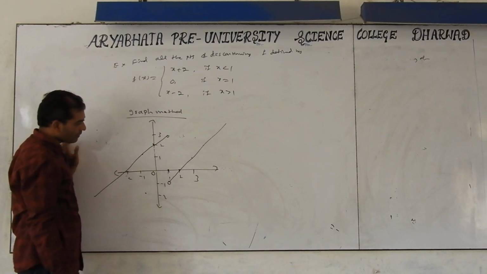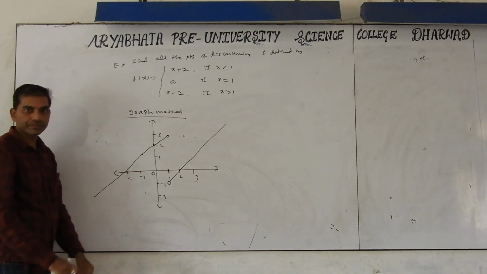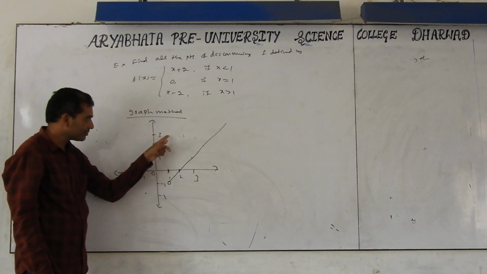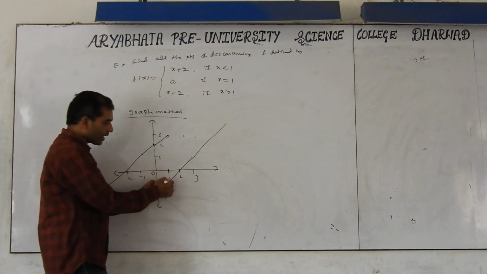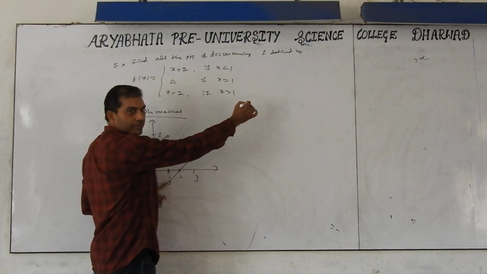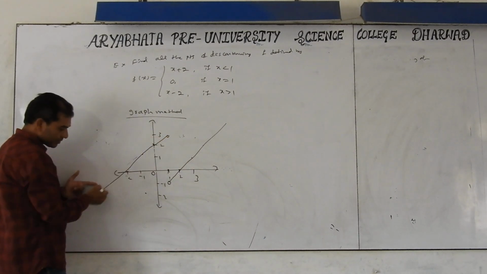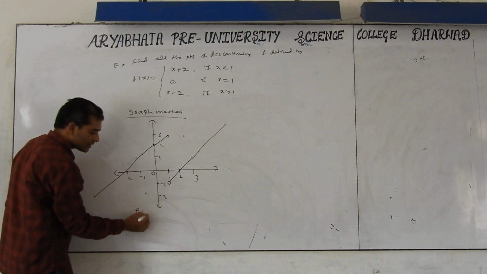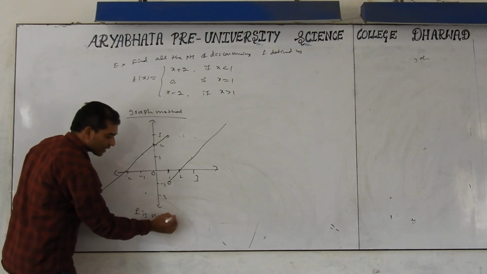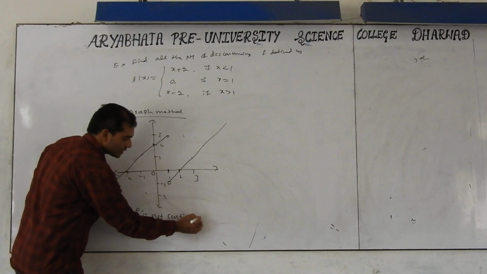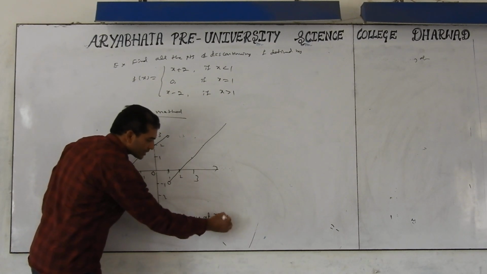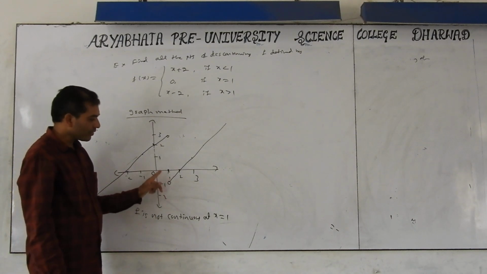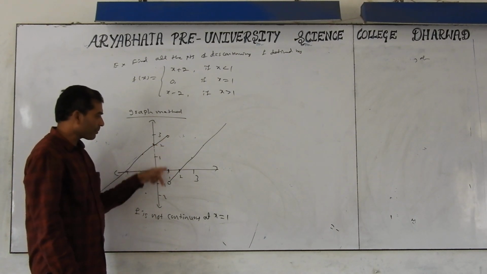So you see the graph. At what point has a break? At 1. For above 1, no break. For below 1, no break. But at what point has a break? 1. Therefore, f is not continuous. F is not continuous at x equal to 1. Understood? Why? The graph has a break at 1.